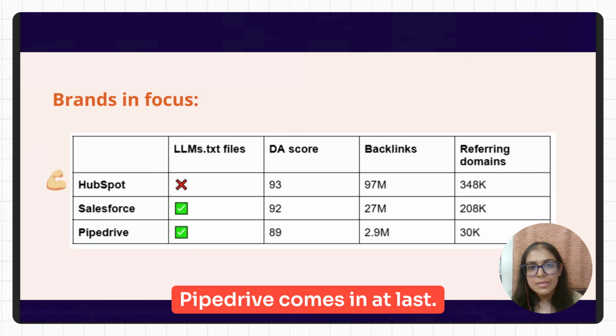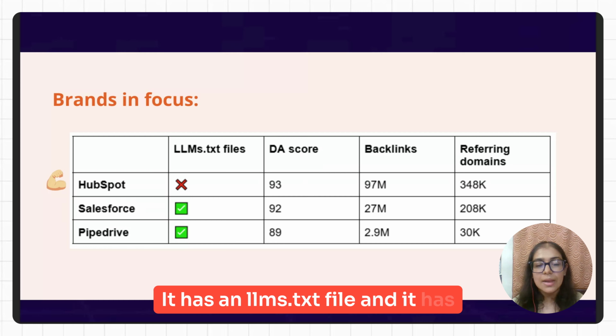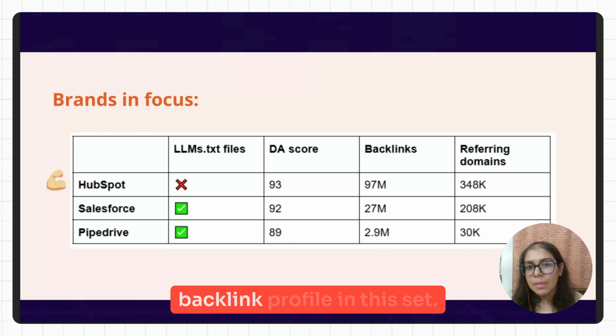Pipedrive comes in at last. It has an llms.txt file, and it has the weakest DA and the weakest backlink profile in this set.